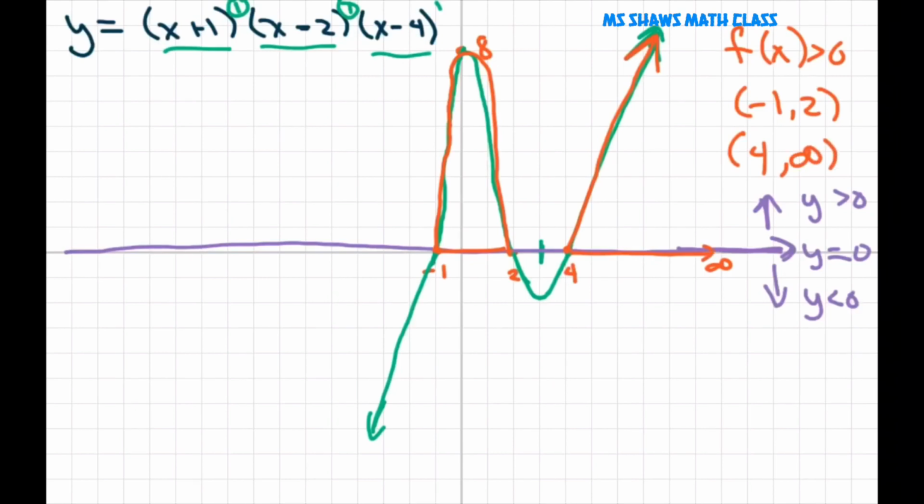Now, where is my y negative, or f of x negative? So it's from down here to here. That's negative infinity to -1. And this little portion right in there. So that's from 2 to 4.